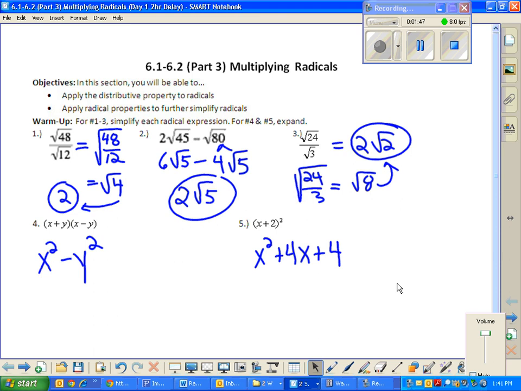Looks really good. What's up, Gio? You could definitely do that. You could rationalize the denominator. I feel like that's a lot more work. So I just did the quotient rule and I divided 48 by 12. That's 4. Square root of 4 is 2.